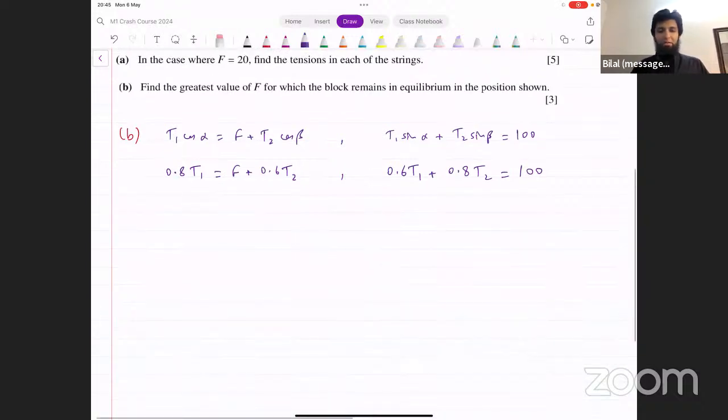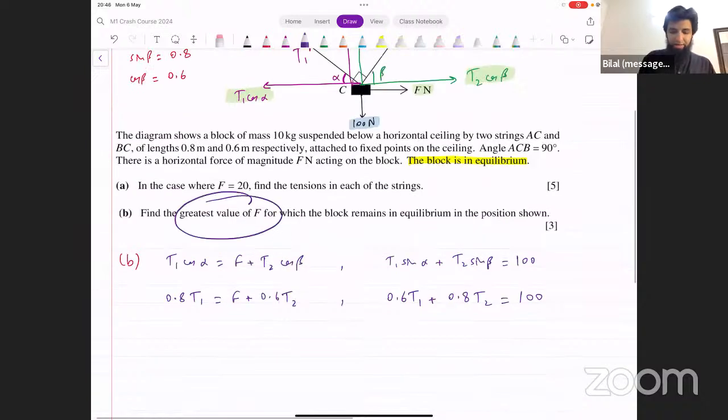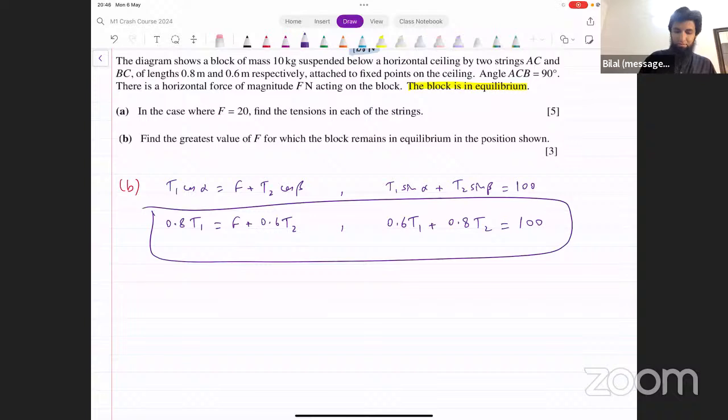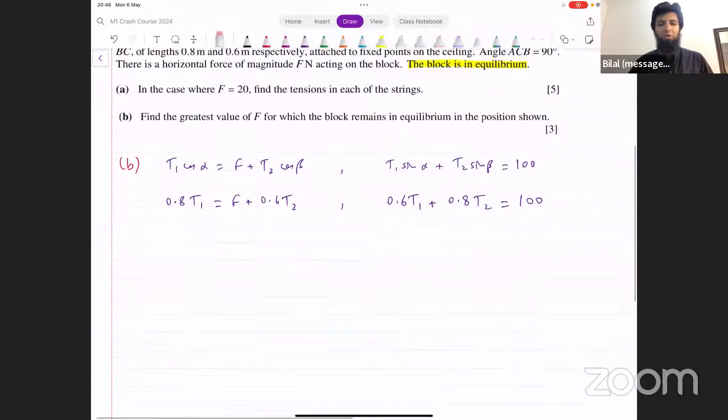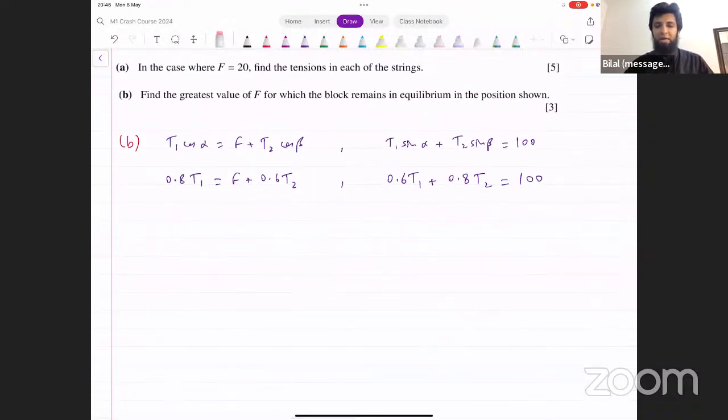Now, how do you think about this? One way to think about this is that you have to find the greatest value of force, right? You consider these two equations and think about mathematically how you can maximize the force F. How can you maximize F? That's what you think about.